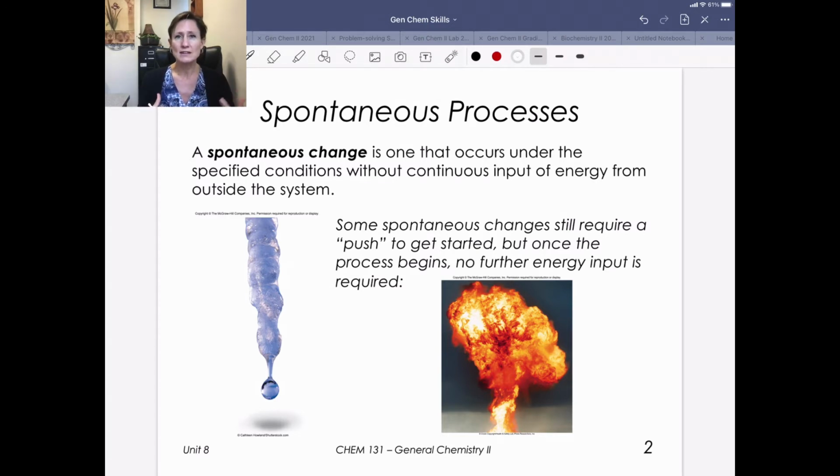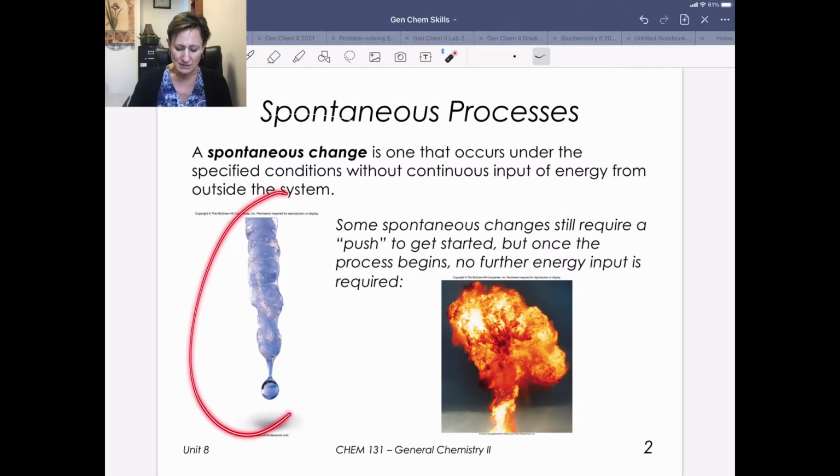And when you think of something that's spontaneous, I want you to think about going downhill. Chemistry happens so that things become lower in energy. That's kind of the direction where things want to go. So spontaneous changes are things that we can think about that occur under a certain condition without the additional input of energy. So we're going to talk about both physical changes and chemical changes here.